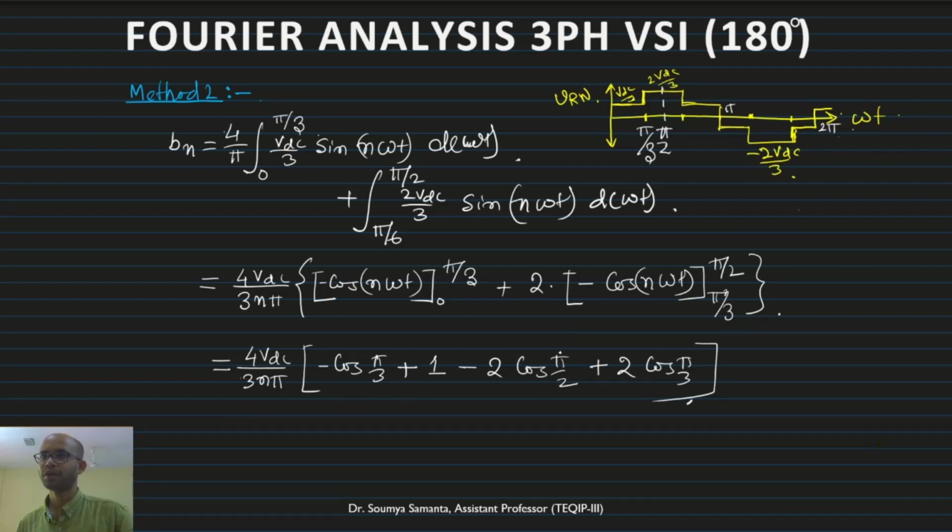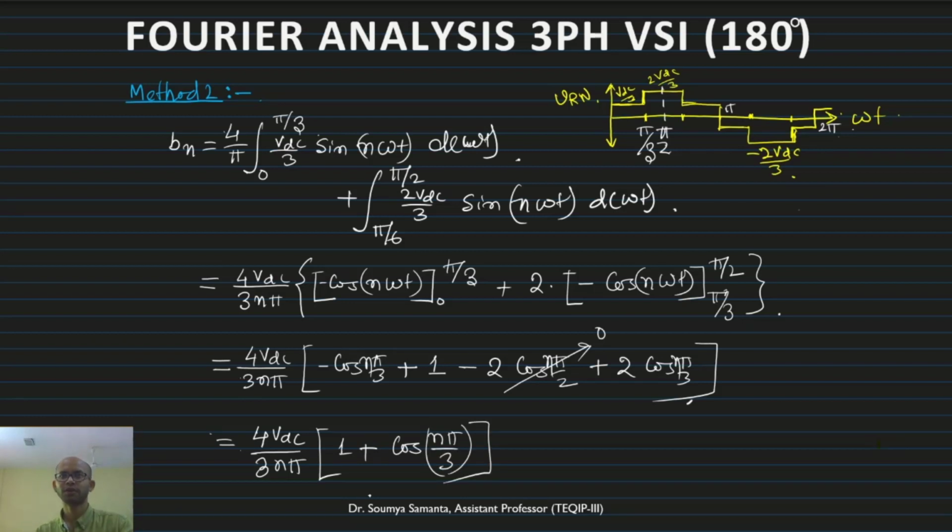So if I consider n, there will also be n consideration. So now this part will be simply 0, considering 1, 3, 5 with this. So this part will be 0 if this part goes 0. So the final expression will be 4 VDC by 3 n pi, and this is 1 minus, twice cos of 1 plus cos of n pi by 3. This is the final expression of Bn.